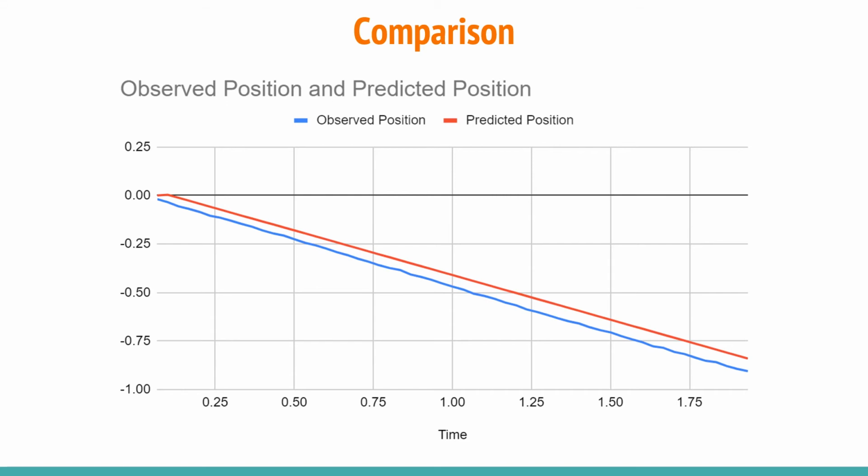Here we have a comparison of the observed motion and the predicted motion. As you can see, there is a bit of variation. I believe the blue line jumps up and down a bit because I may not have selected the exact center of the object when using Tracker. The two lines become further apart because the computational model does not account for deceleration due to friction between the object and the floor.